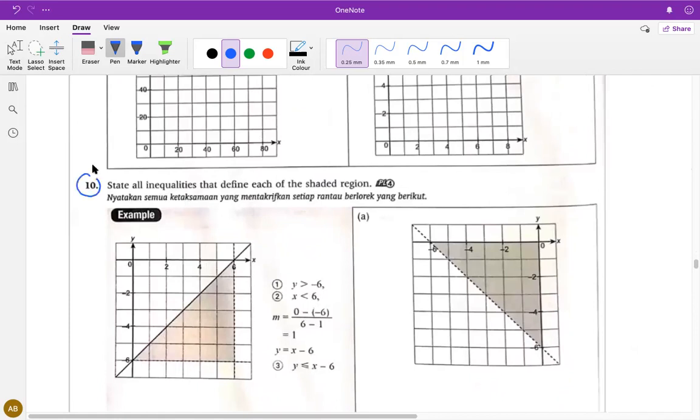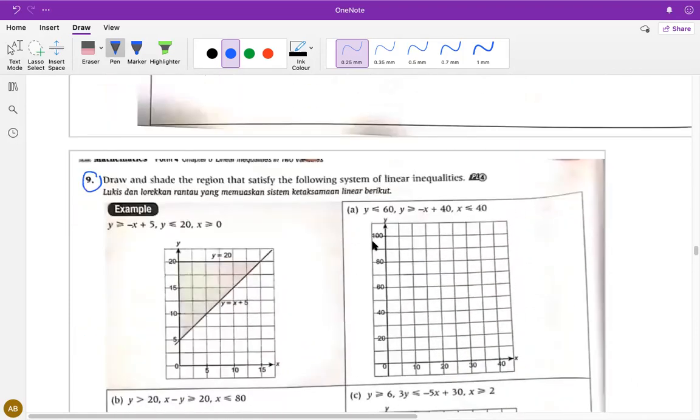So this one you need to draw it out. Given y equals 60, so you draw out y equals 60. Then y equals negative x plus 40.